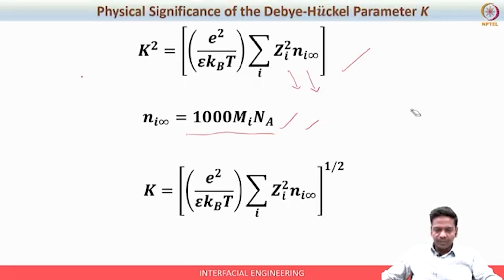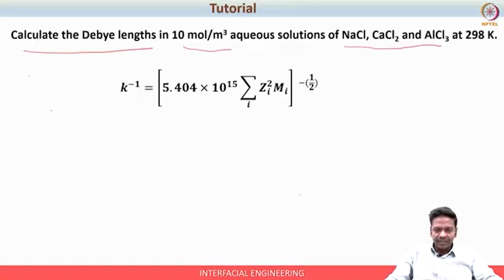So, remember in this problem, if I incorporate this Ni infinity over here, I will have Mi instead of Ni infinity, and Na multiplied by 1000 will be outside this summation. So, all this will be a constant. Accepting the Zi and Mi, the rest of the terms will be constant. We do not use the 1000 multiplier because the problem is given in moles per meter cube itself, so you do not need to multiply with the 1000.